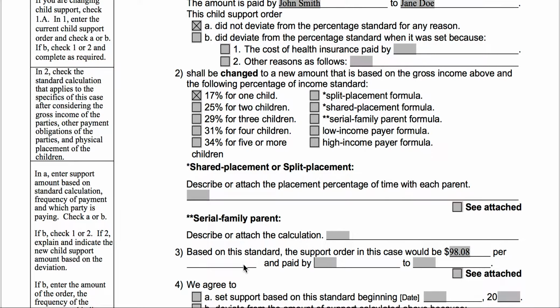And that'd be per week. And again, we're just going to say who pays it to who. So in our situation, from John to Jane.